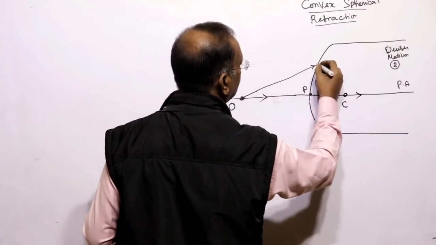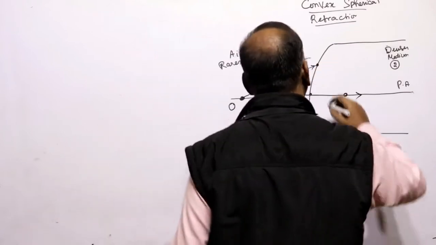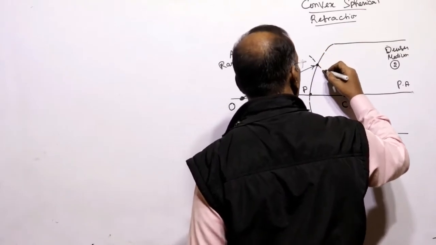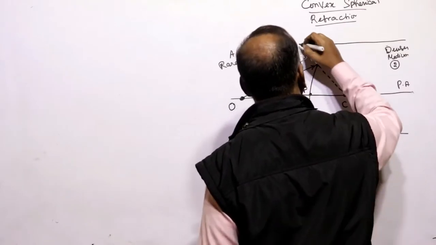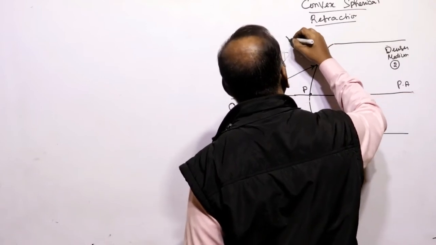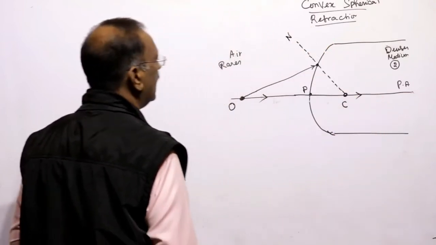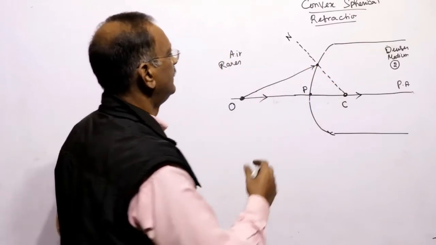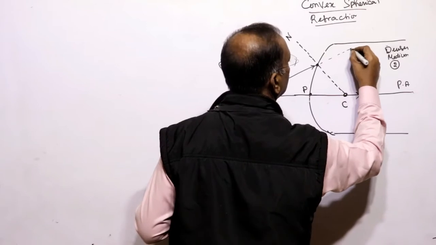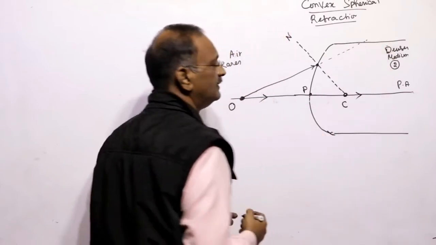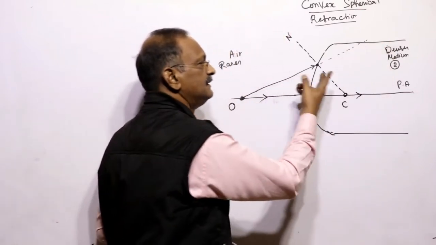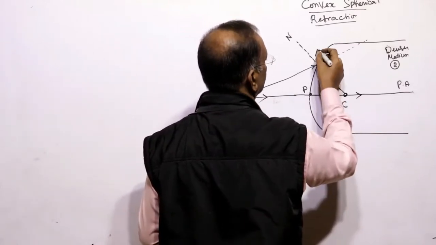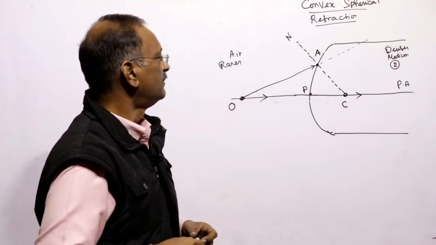Now this ray at this point is incident. We can draw the normal here. Normal means at the point of incidence, draw a line up to the center of curvature. This is the normal for the surface, and this is the rarer medium, and this is the denser medium. We expect the ray to move like this, but it will not, because there is a change in medium. We call this point E.